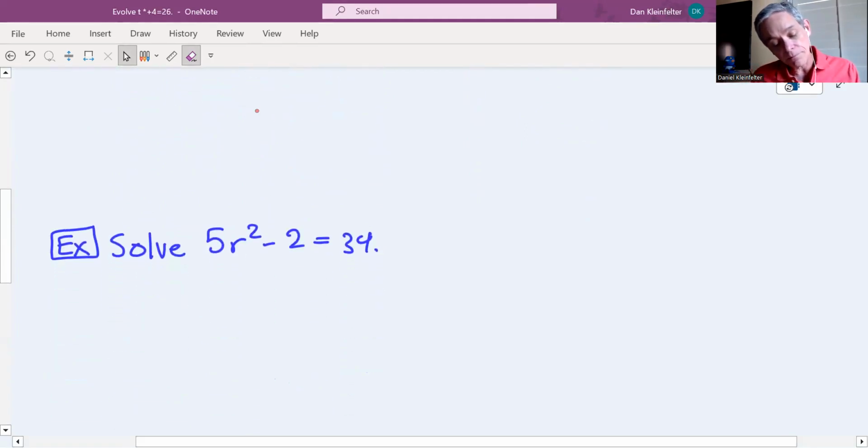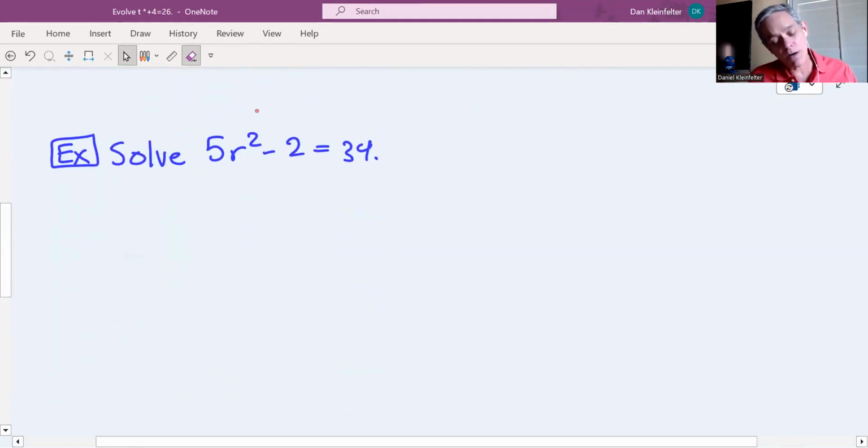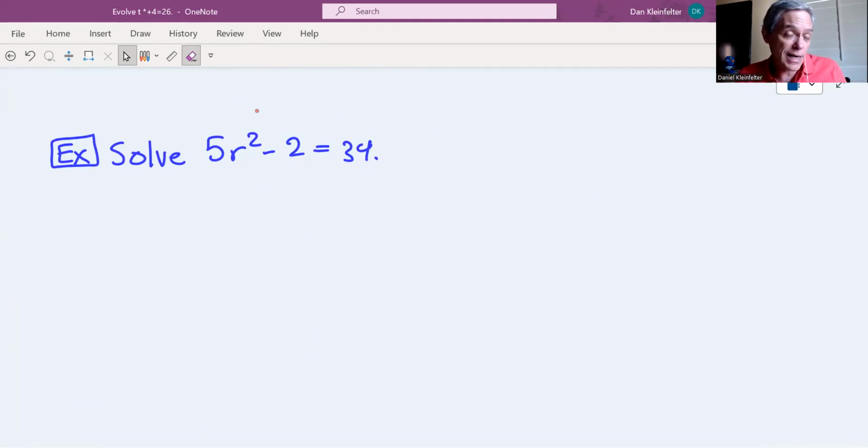Moving on. Here we have 5r squared minus 2 is equal to 34. We're going to first isolate the squared part and then apply the square root property. So we'll have 5r squared equals, after adding 2 to both sides, 36. Then we're going to divide through by 5. So we get r squared is 36 over 5.